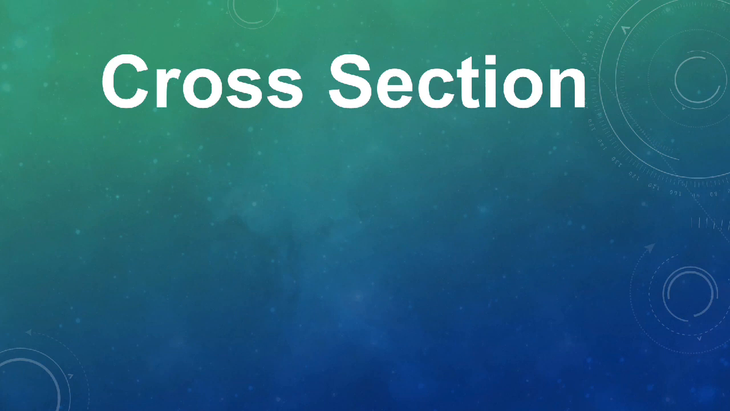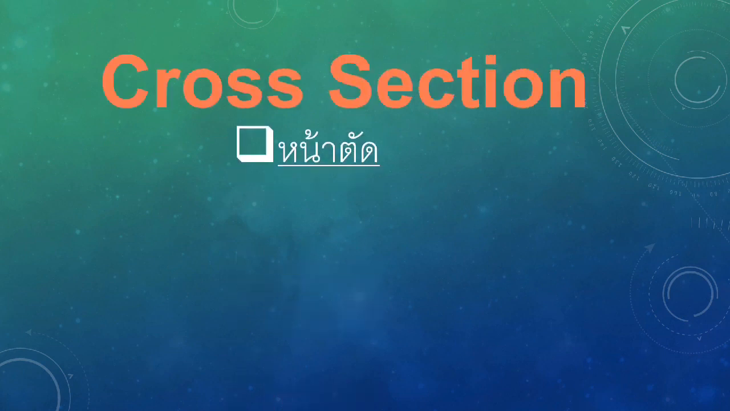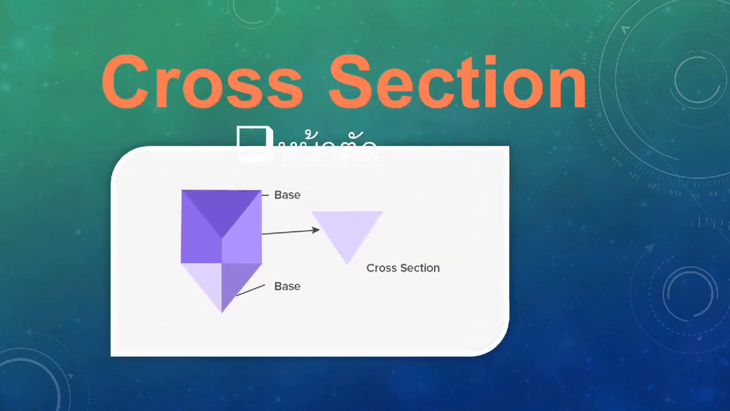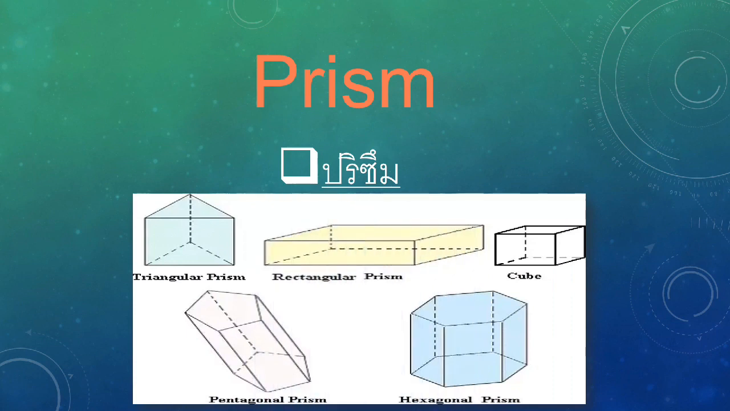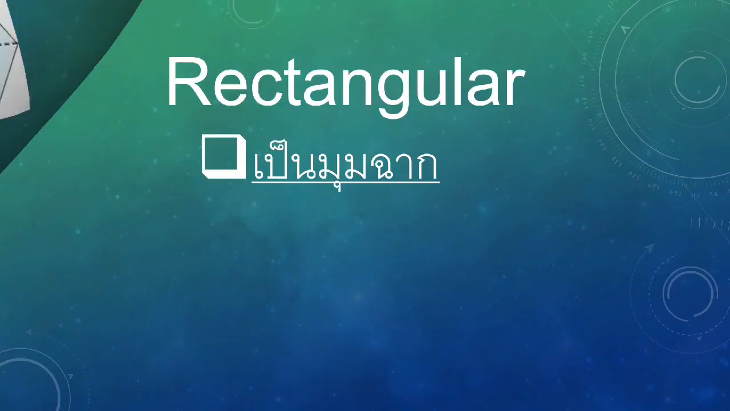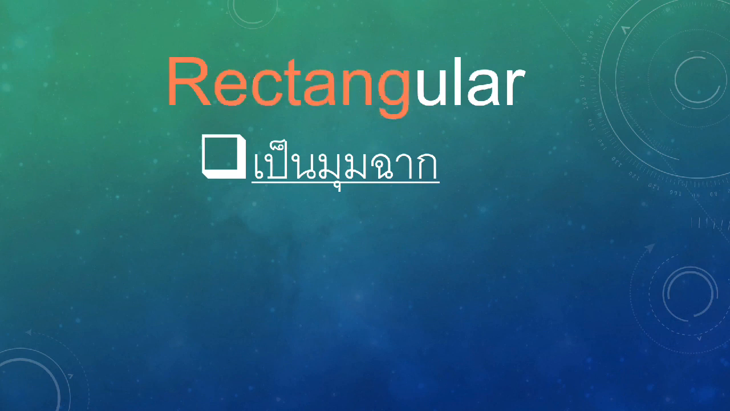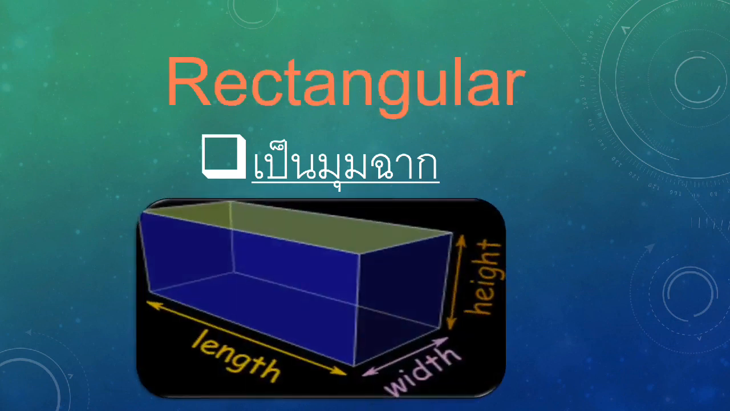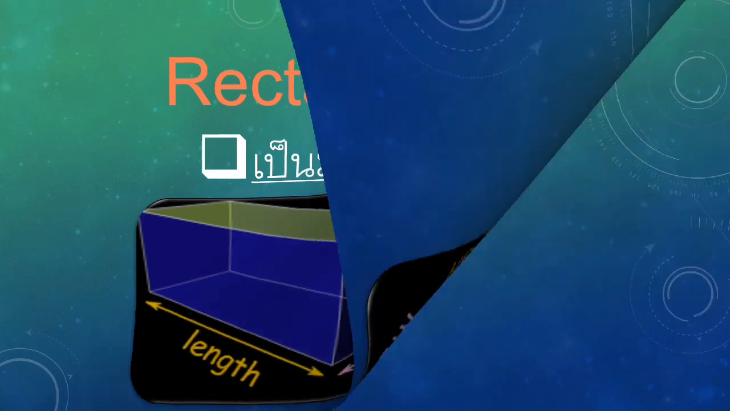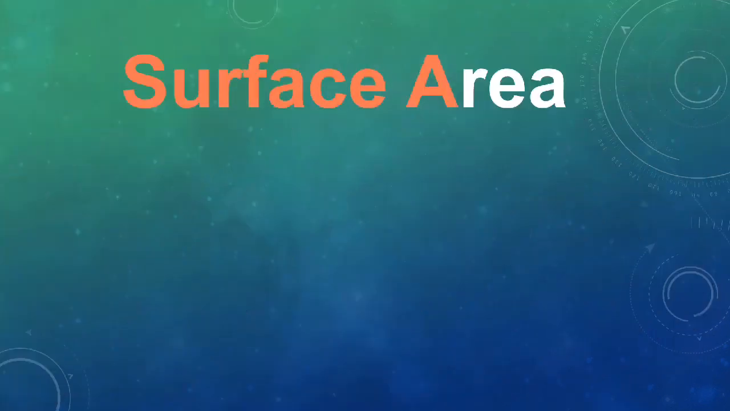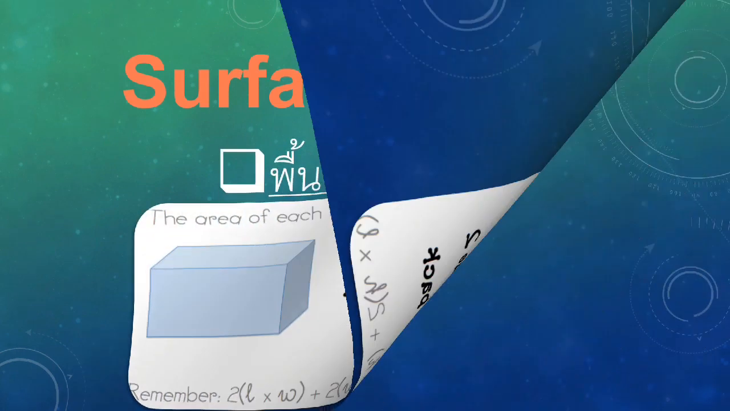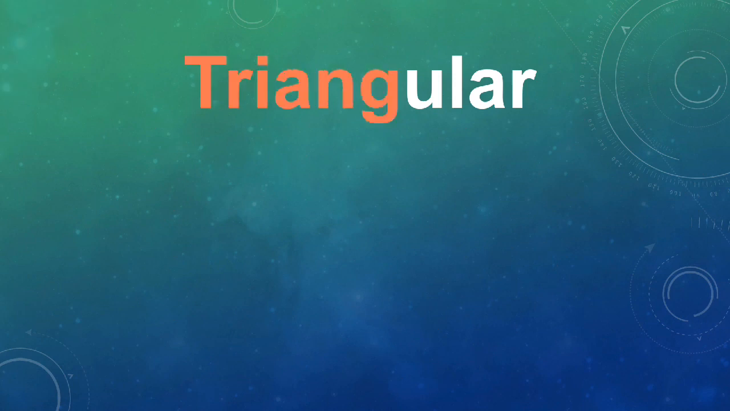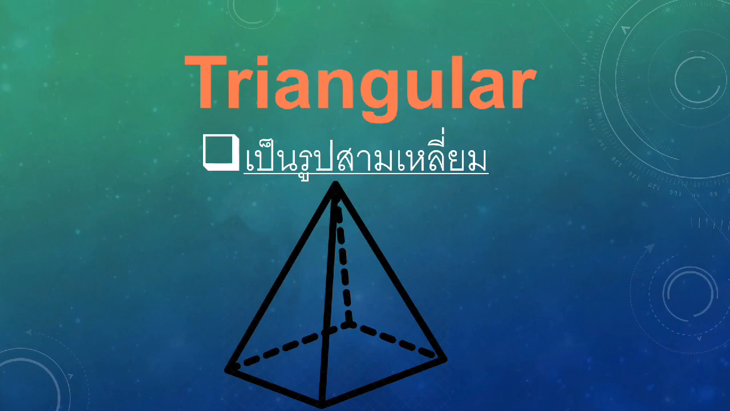First, cross section. Prism. Rectangular. Surface area. Triangular.